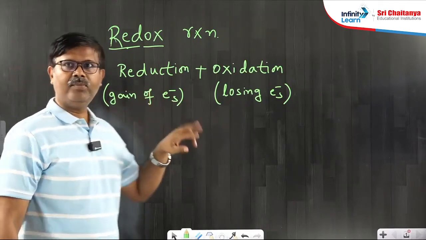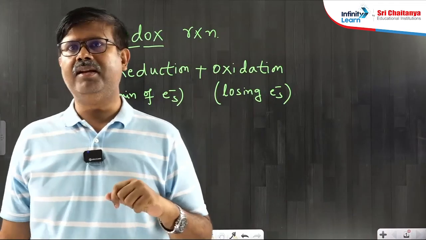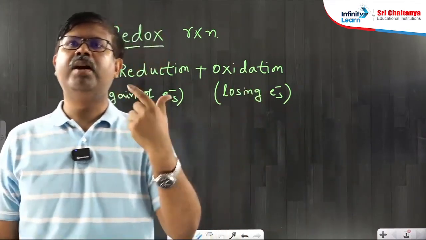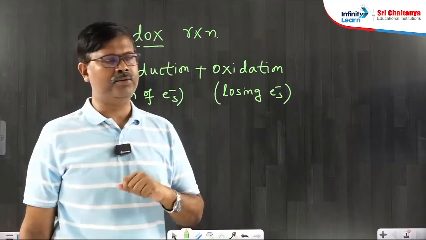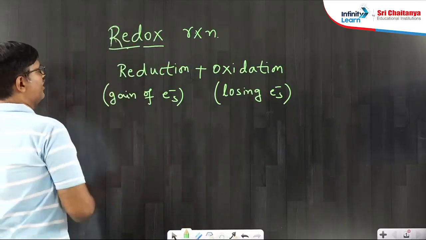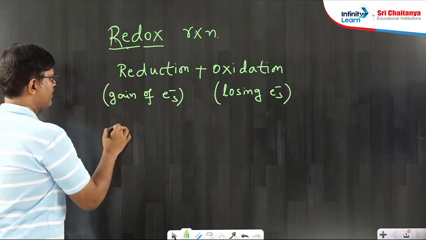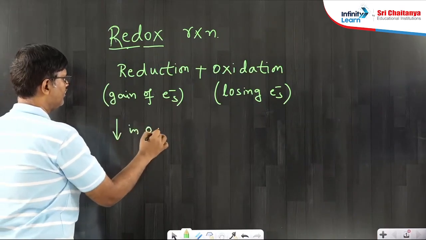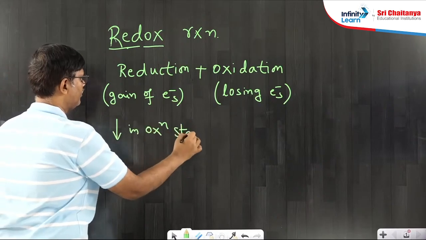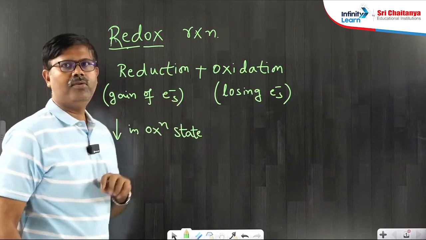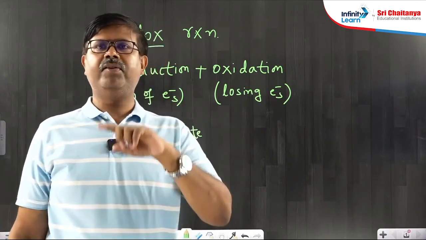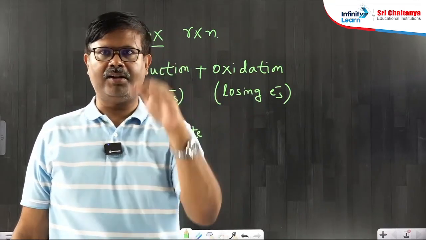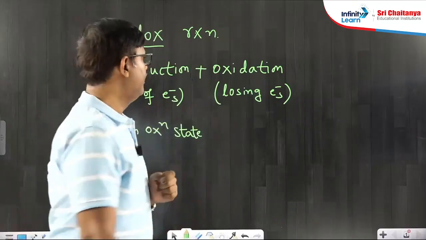And there is one more easy way to find whether a reduction or oxidation is taking place. This is the main definition, keep this in mind, but I am telling you one more definition. Reduction can also be defined as a decrease in oxidation state. You already know how to find oxidation state. Now, if oxidation state is decreasing, then it is called reduction.